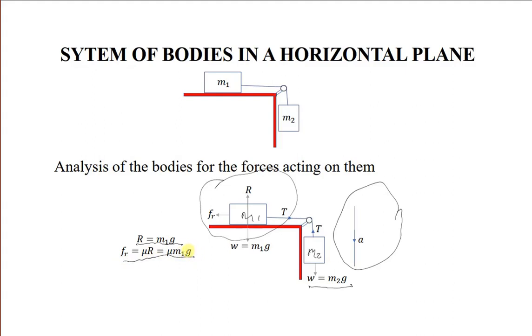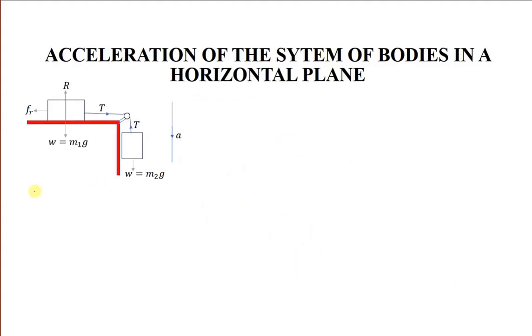Now let's look at the acceleration of such a system of bodies. Now let's look at the first body, M2, and also M1. For the M2 body, we have the weight acting downward, W, minus the tension opposing the motion. That will give me the resultant force with which the system moves. Don't forget that we have assumed the system is moving downward.